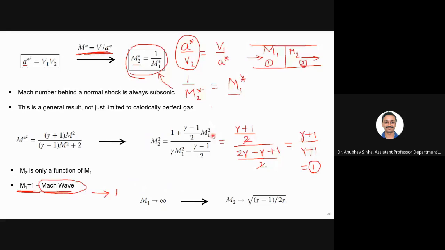So what will happen? This will get cancelled. I will be having gamma minus 1 divided by 2 gamma, and take a square root of that. That is what we have. So if you have really high speed, which is approaching infinity, then M2 will be this. This is in the extreme limit based on this equation.